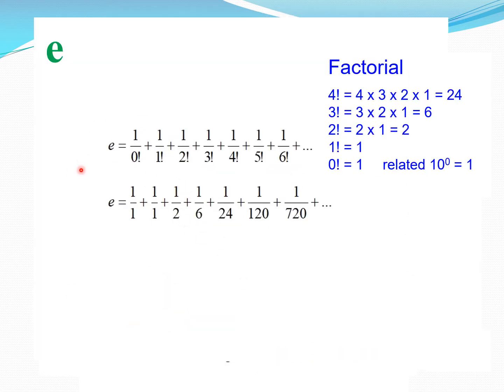Again, e can be derived from various series. So this one that we've shown here is 1 over 0 factorial plus 1 over 1 factorial plus 1 over 2 factorial, and so on in an infinite series. Just to remind you of these factorial numbers in the bottom there: 4 factorial is 4 by 3 by 2 by 1, which is 24. 3 factorial is 3 by 2 by 1, which is 6. 2 factorial is 2 by 1, which is 2. 1 factorial is 1. And 0 factorial is also 1, and that's kind of related to, for example, 10 to the power of 0 equals 1. So summing up all these terms in the infinite series will give us the e number again.